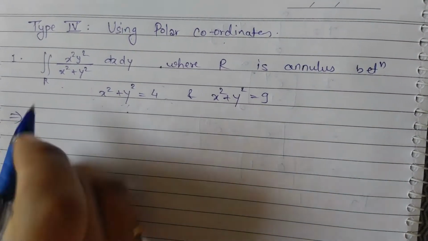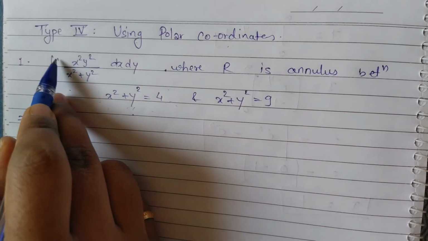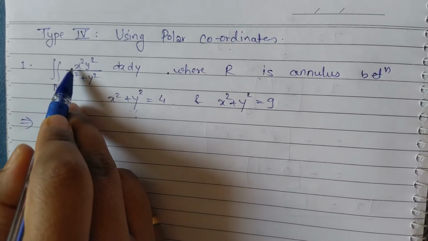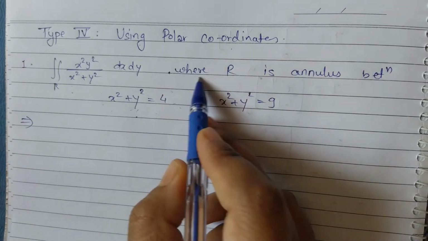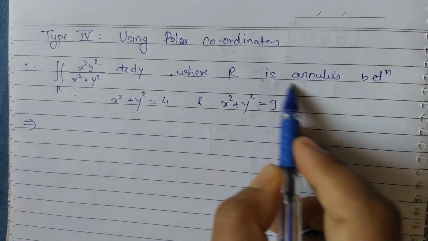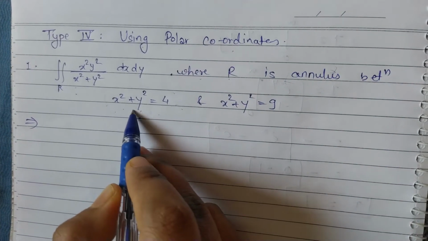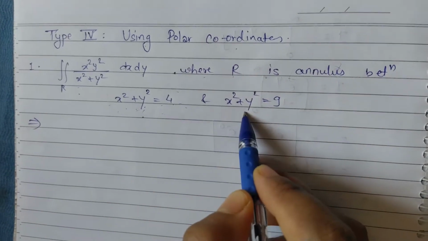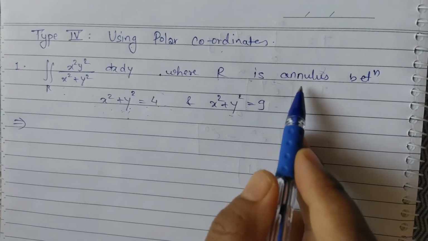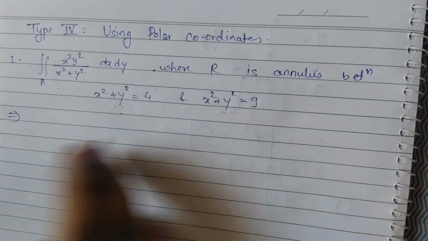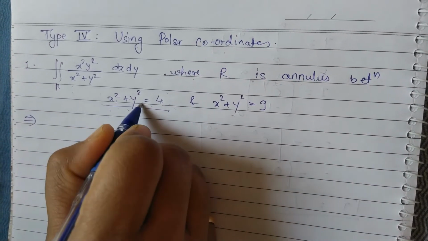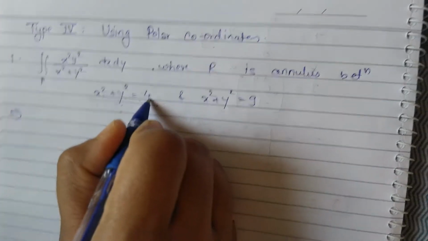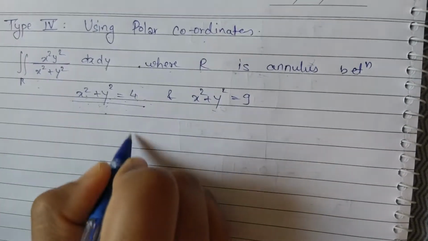So now see this example. Integration over R of x square y square upon x square plus y square dx dy, where R is the annulus between x square plus y square equal to 4 and x square plus y square equal to 9. What is meant by annulus? I will draw this. What is this? This is the circle with center origin, that is 0 0, and radius 2.